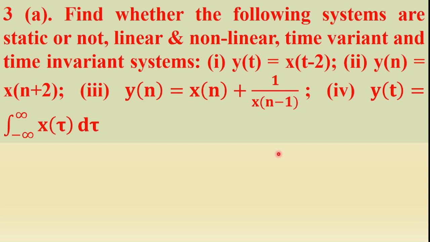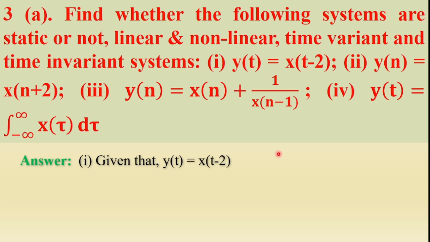So find out whether the following systems are static systems or dynamic systems, linear or non-linear systems, time variant or time invariant system. And first bit explanation: given that the system y of t is equal to x of t minus 2. So first check whether the given system is static system or dynamic system.